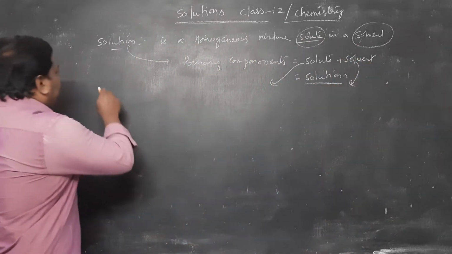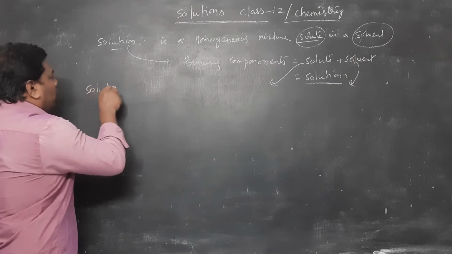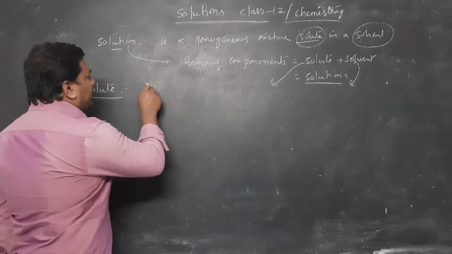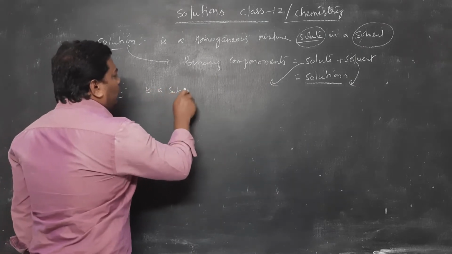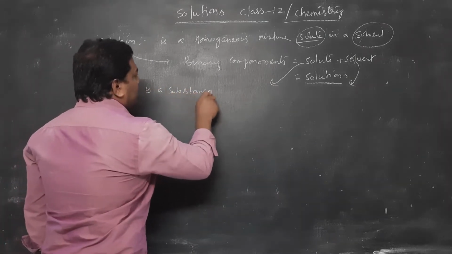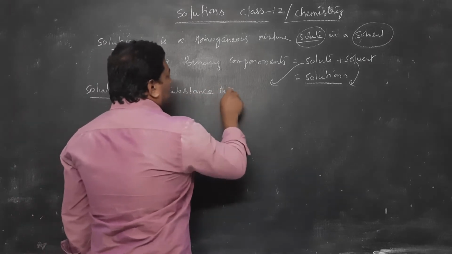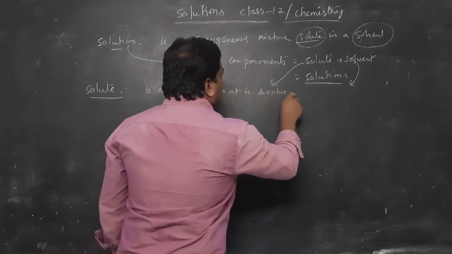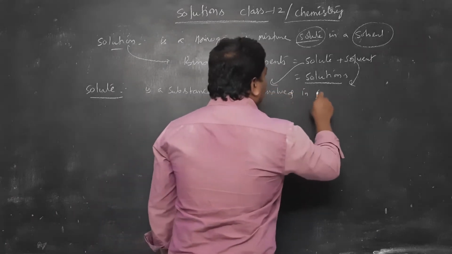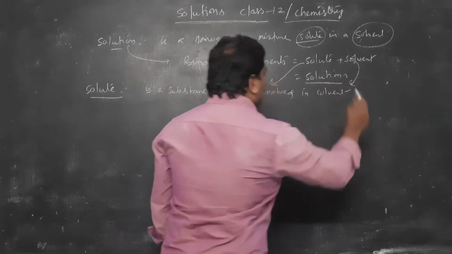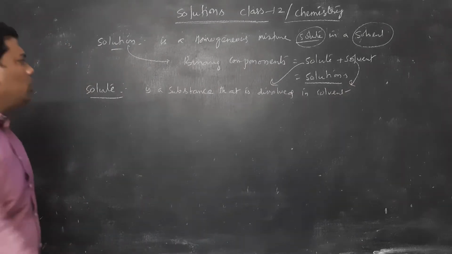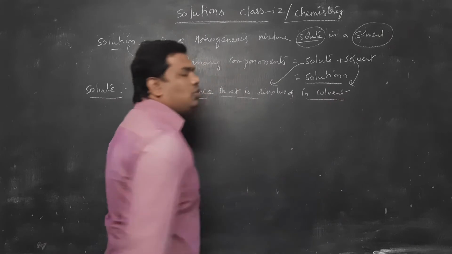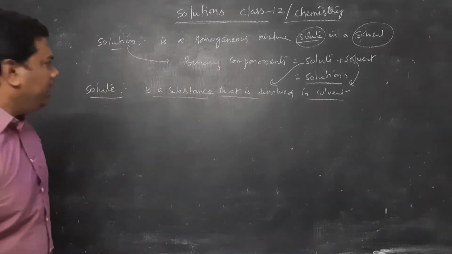Okay. How can we define a solute? Solute is a substance that is dissolved in solvent. Okay. So how can we define a solute? Solute is a substance that is dissolved in solvent.